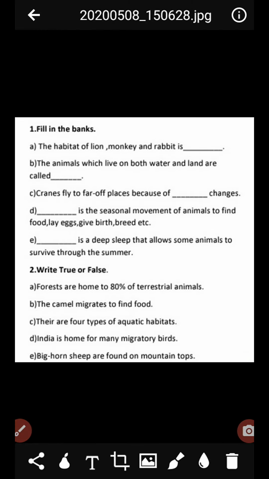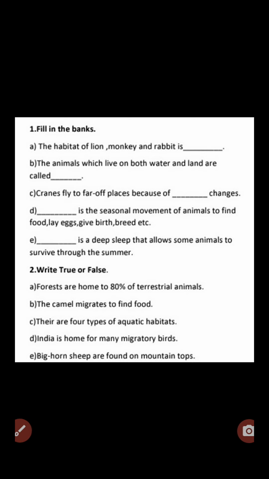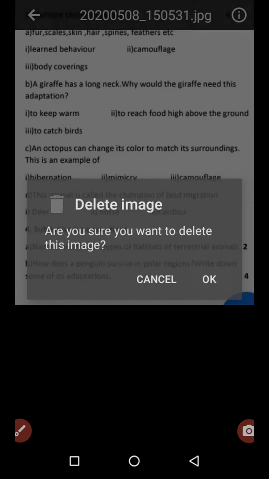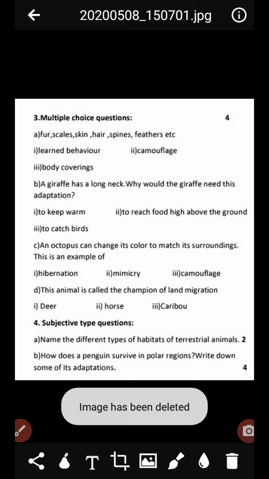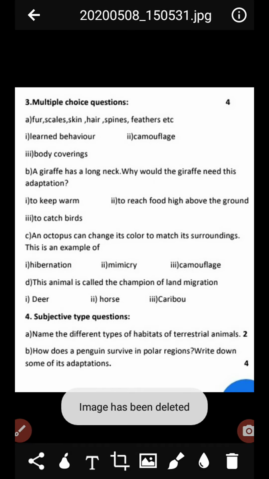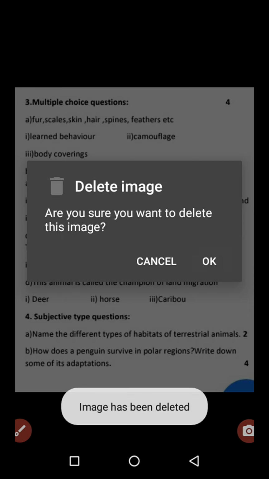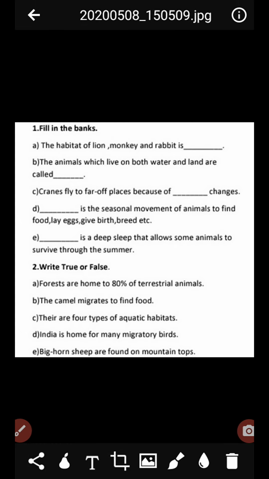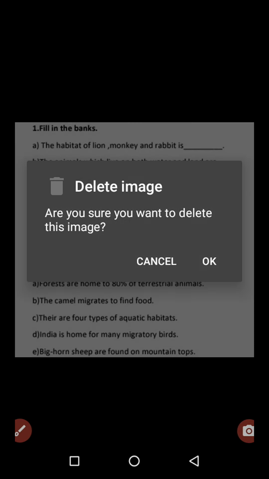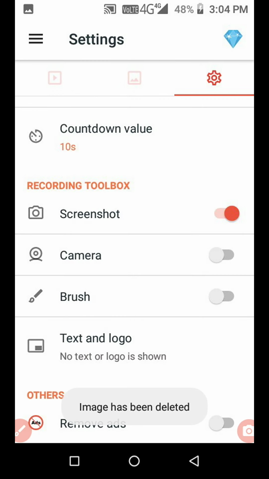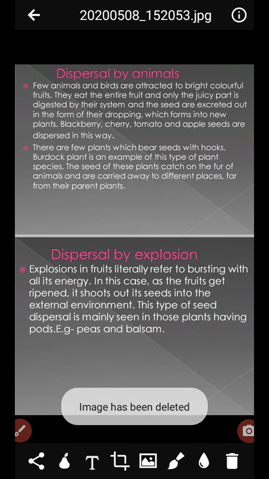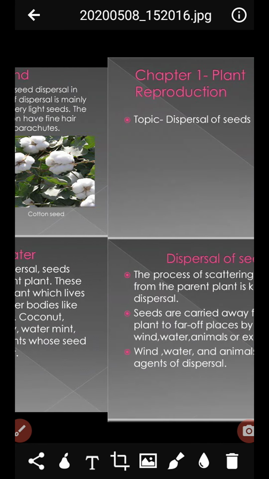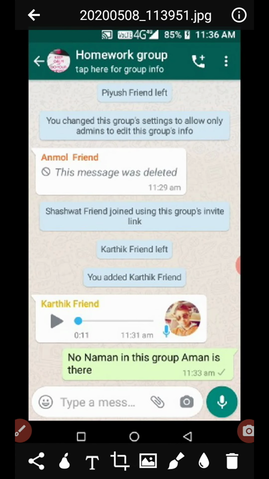After that, this, fill in the blanks, write true or false. This you have also done. This fill in the blanks and true false you will not do. And this was what I have given you.